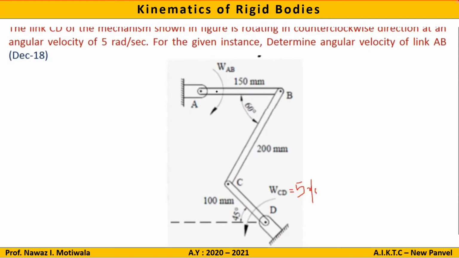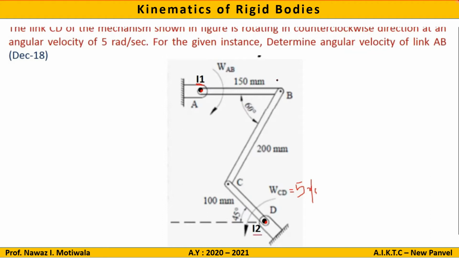Now let us start with link AB. Link AB is hinged at this point, which means this is the point of zero velocity. Hence, this point is an ICR for link AB. Similarly, link CD is hinged at point D. Hence, the ICR for link CD is this point D. I will write I1 as ICR for AB and I2 as ICR for CD.